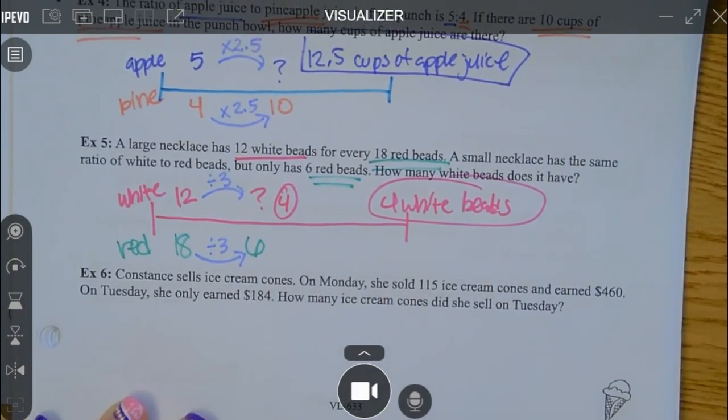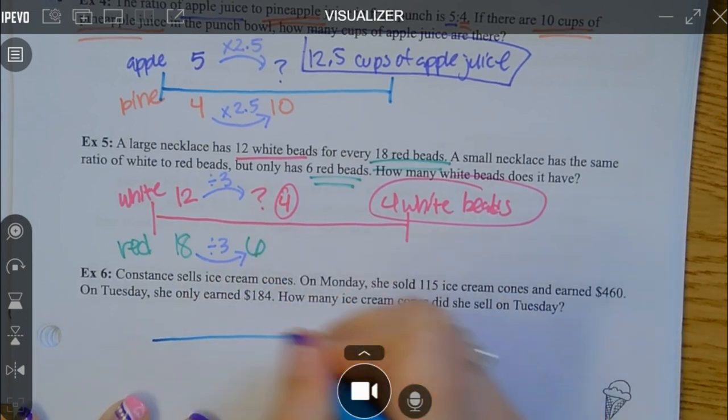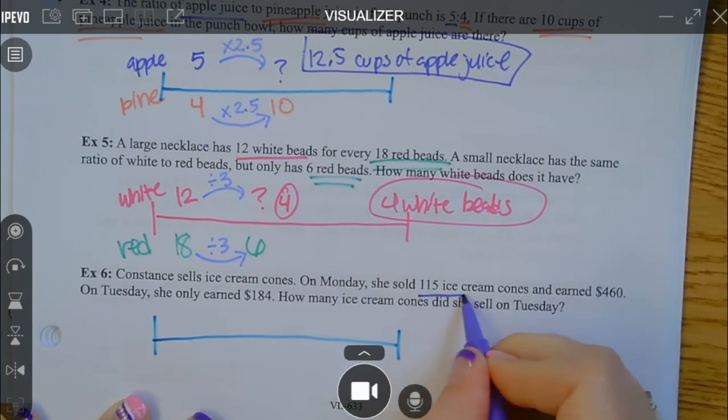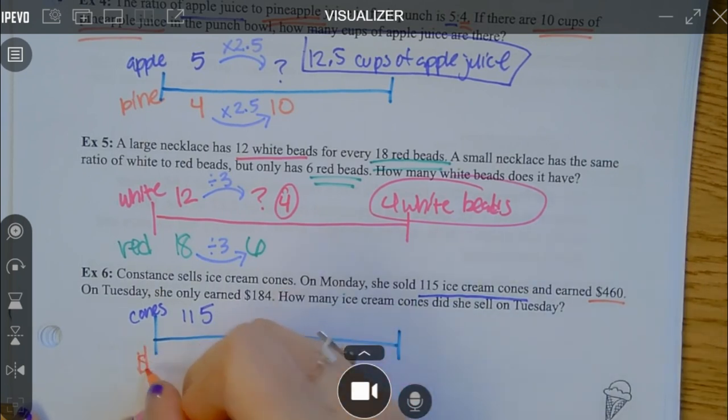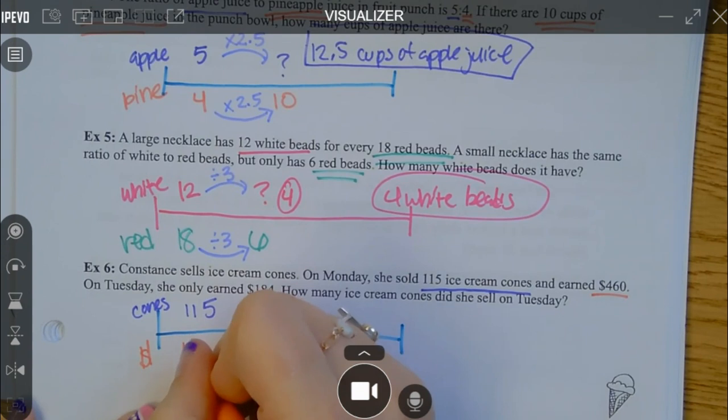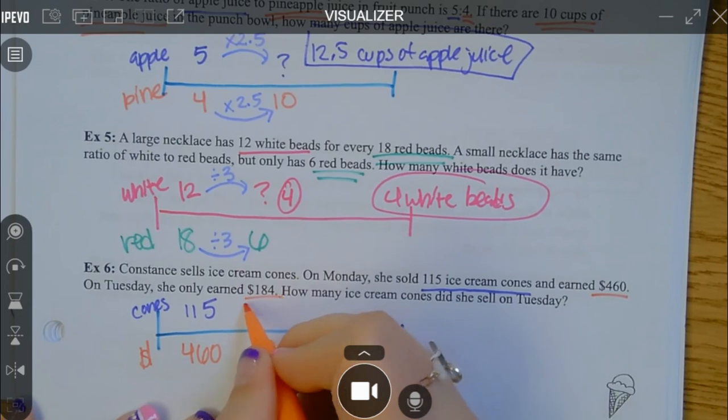Ready? This next one says Constance sells ice cream cones. On Monday, she sold 115 ice cream cones, and she earned $460. So when I draw my double number line, what are the 2 things that I'm talking about? Okay, I'm talking about ice cream cones. So we'll just put cones. There was 115 of them. And what's the other thing I'm talking about in this problem? Yeah, the money. Okay, so how much money was it for 115 cones? It's a lot. $460. Okay, then they said on Tuesday, she only earned $184.